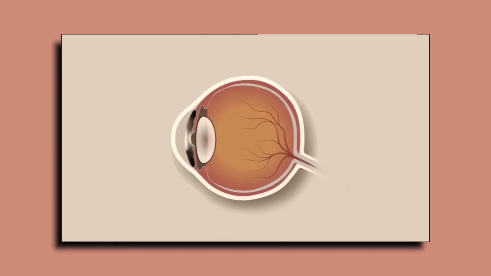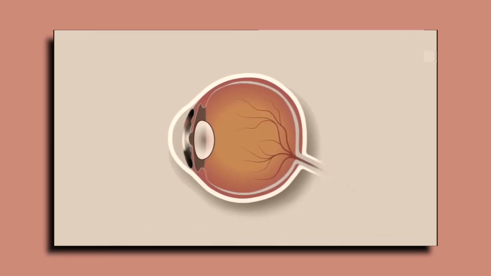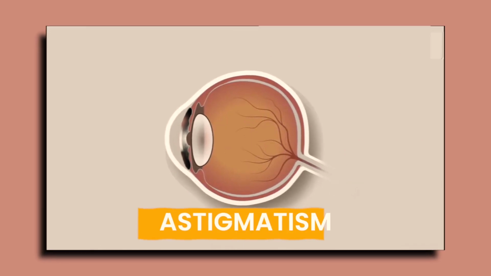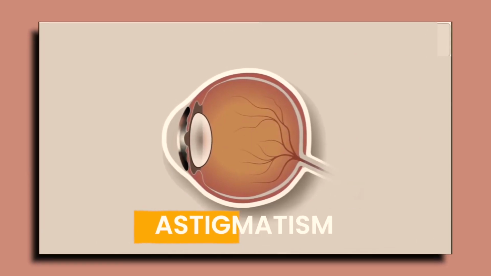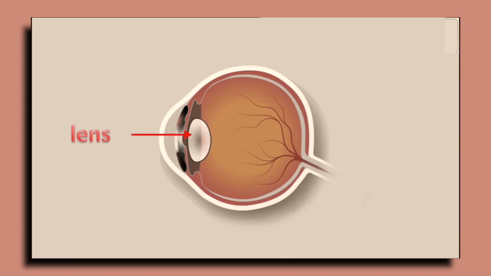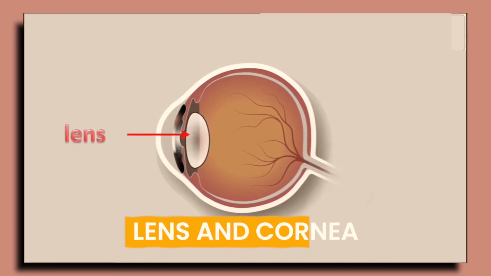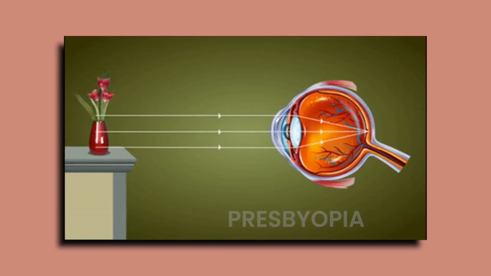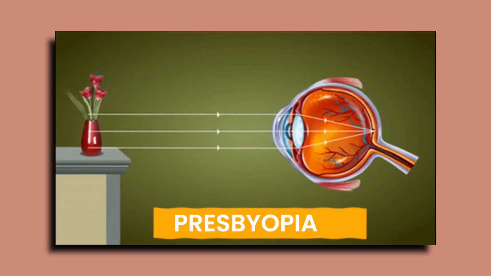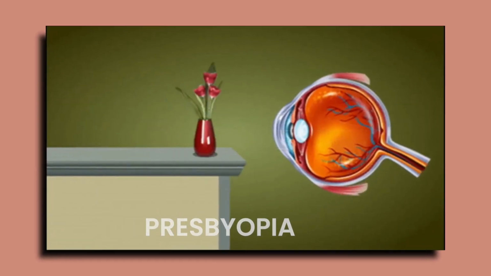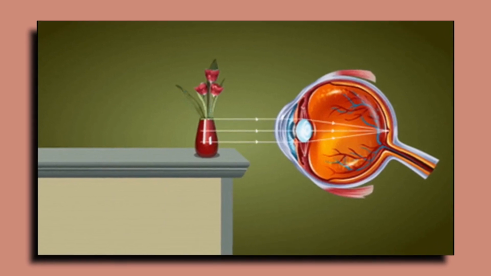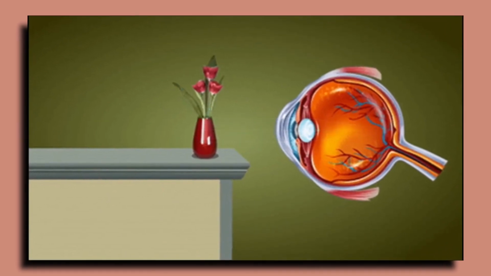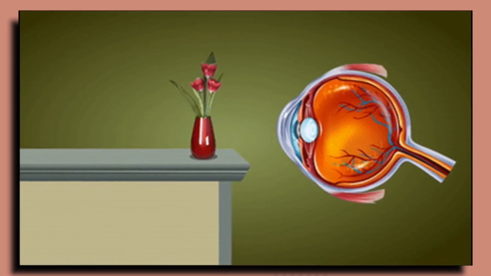There is another condition called astigmatism, that is irregular curvature of the lens and the cornea. What happens here? Here you have blurred vision. Another condition or error of refraction is presbyopia, age-related focus difficulty. Difficulty in seeing near objects occurs from 40 years onwards.